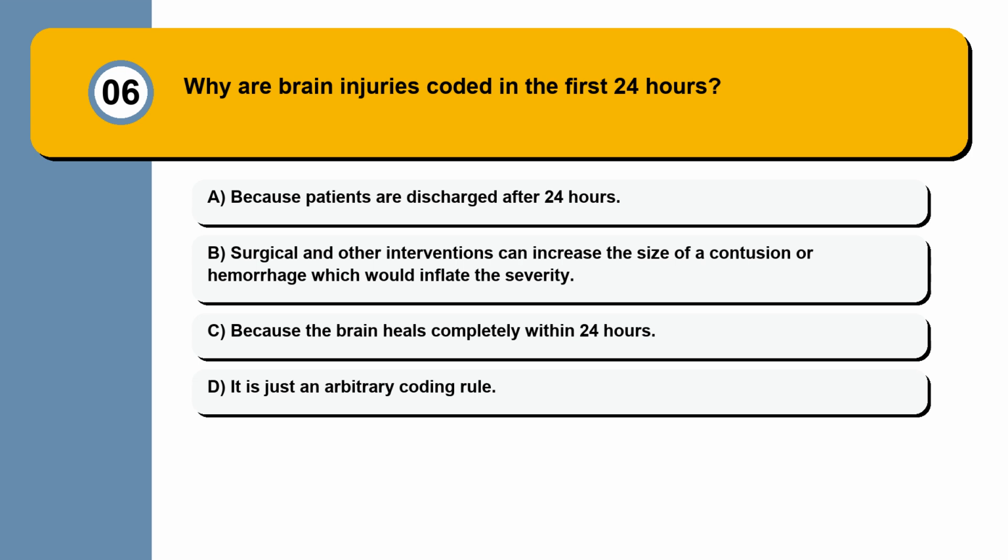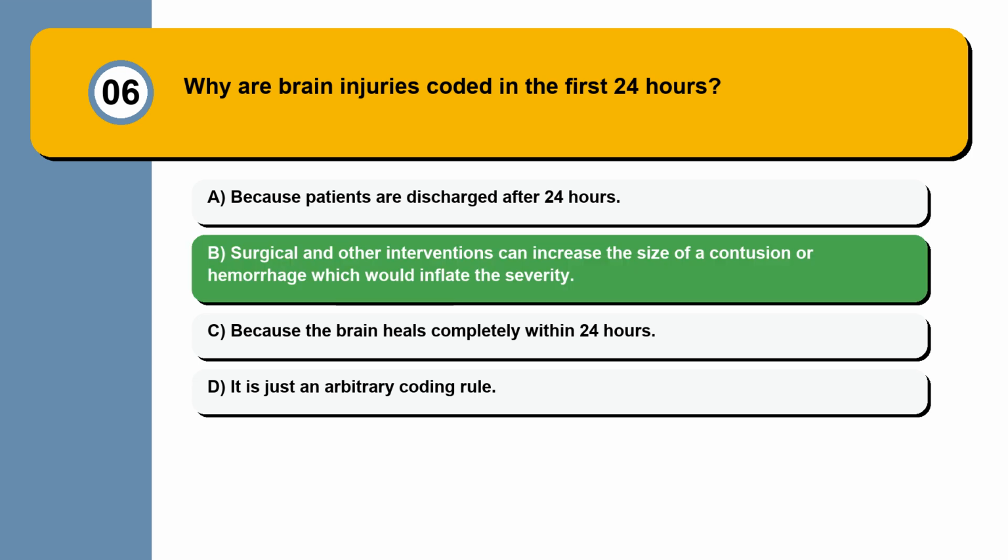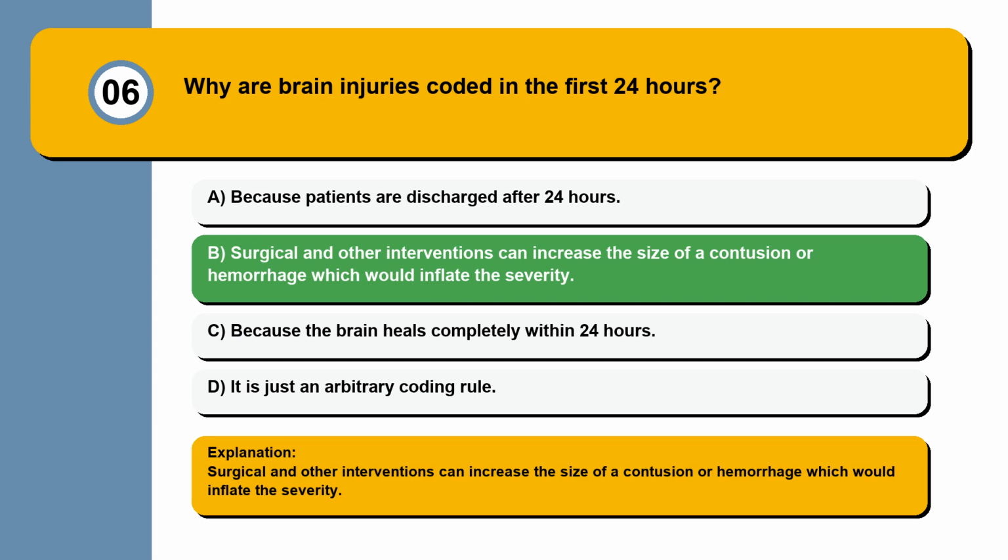Question 6. Why are brain injuries coded in the first 24 hours? Because patients are discharged after 24 hours. Surgical and other interventions can increase the size of a contusion or hemorrhage, which would inflate the severity. Because the brain heals completely within 24 hours. It is just an arbitrary coding rule. Surgical and other interventions can increase the size of a contusion or hemorrhage, which would inflate the severity.